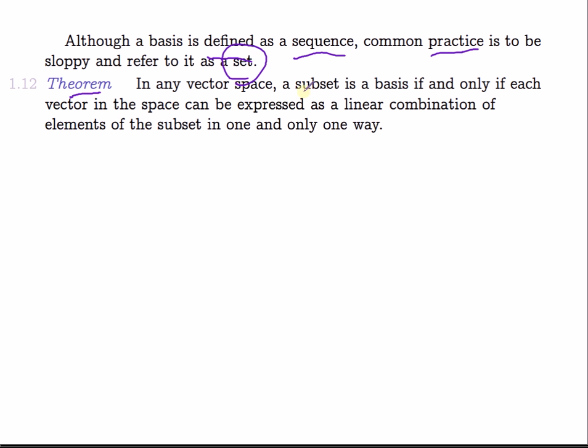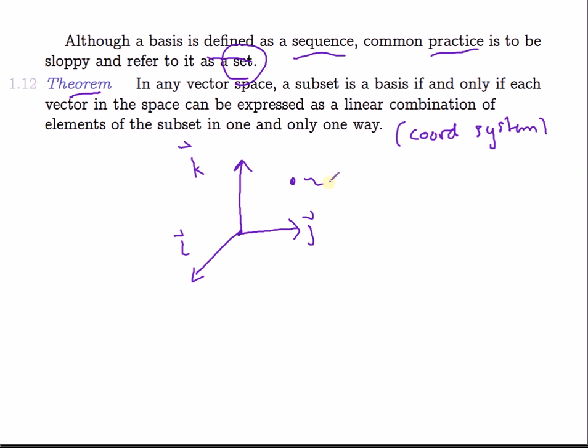Okay. In any vector space, a subset is a basis if and only if each vector in the space can be expressed as a linear combination of elements of the subset in one and only one way. Now, this is the idea of a coordinate system. In 3 dimensions, for instance, if I have my i, j, k, and I have a point in this space, I don't know, I'll just place it here. This point might be equal to the point (1, 2, 3), which is the same as 1 times i plus 2 times j plus 3 times k.